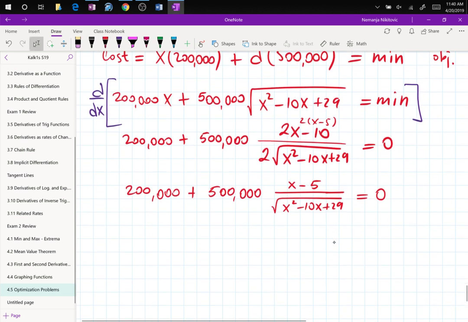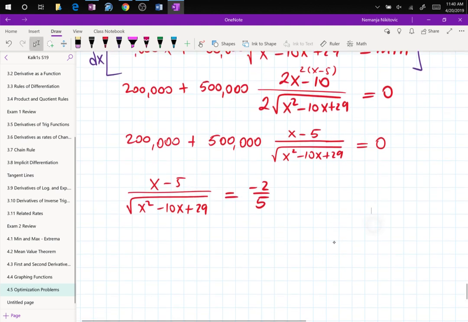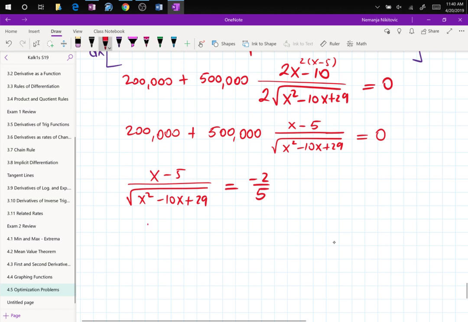And all you need to do is to solve this. So (x minus 5) over the square root of x squared minus 10x plus 29 is equal to negative 2/5, because you shift 200,000 and it becomes negative, and you divide by 500,000, all the zeros cancel. So now you have 5x minus 25 is equal to negative 2 times the square root of x squared minus 10x plus 29.